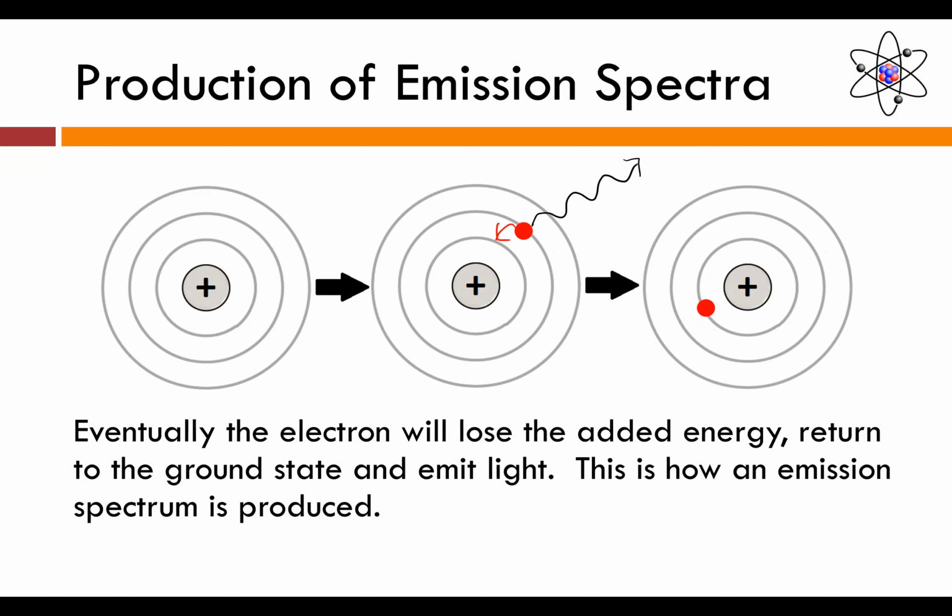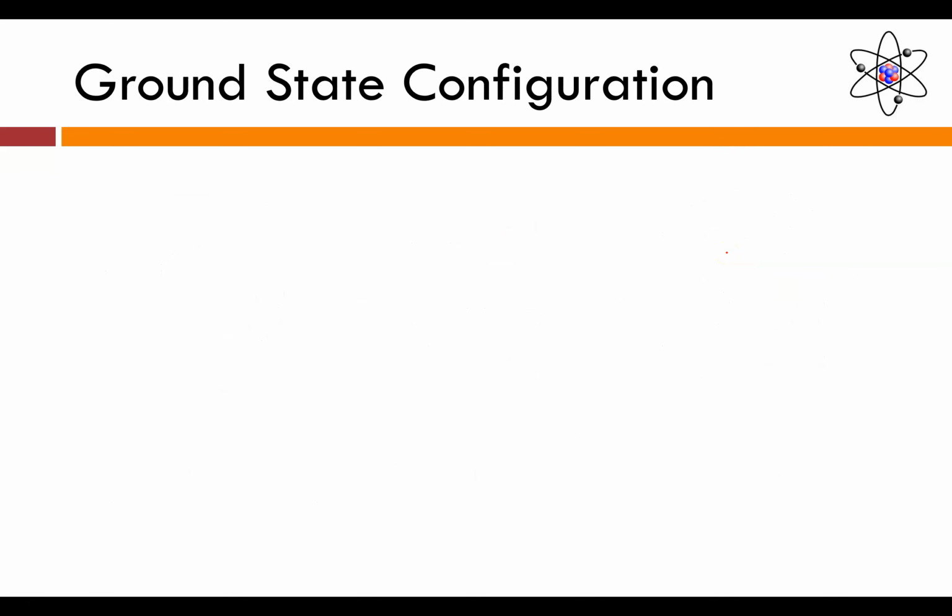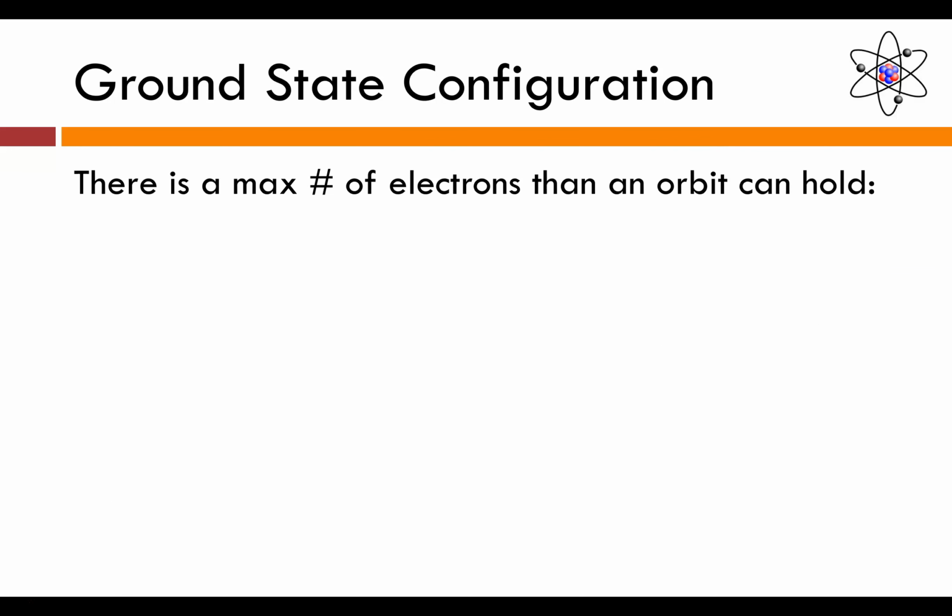So we're going to do a little bit of practice with ground states and excited states. But before we do that, I just want to lay out some ground rules about how many electrons can exist in each of these energy levels. With our ground state configuration, the max number of electrons that each orbit or energy level or shell, whatever term you'd like to use, can hold: the first energy level can only hold 2 electrons. It's very small, it's close to the nucleus, there's not a lot of space to pack them in.